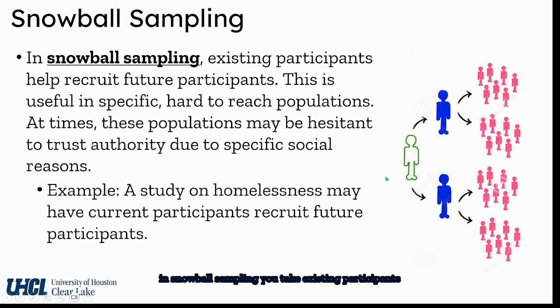In snowball sampling, you take existing participants that then go out and help recruit other future participants. And this is very useful in certain situations when you've got hard to reach populations. Those populations might be hesitant to trust authority. There may be social reasons for that. So an example would be a study on homelessness. And maybe there are some participants that are currently in your study who can go back and recruit other people to be in the study. And because they have a rapport with that group, they're going to be more likely to trust their friend than you, the researcher.